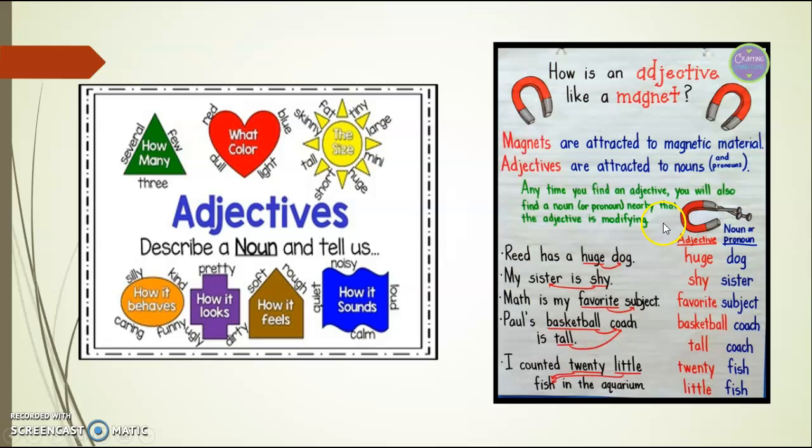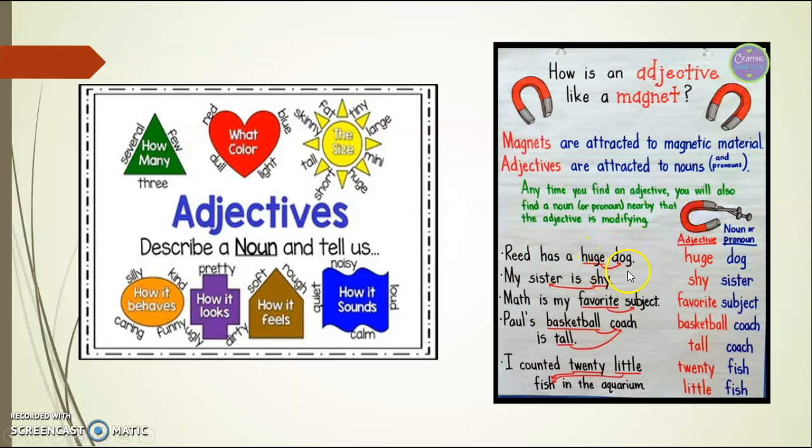To our right side, it says here, how is an adjective like a magnet? Well, we know that magnets are attracted to magnetic materials. So adjectives are attracted to nouns or pronouns. Anytime you find an adjective, you will also find a noun or pronoun nearby that the adjective is modifying, that the adjective is describing. So for example, here we have Reed has a huge dog.